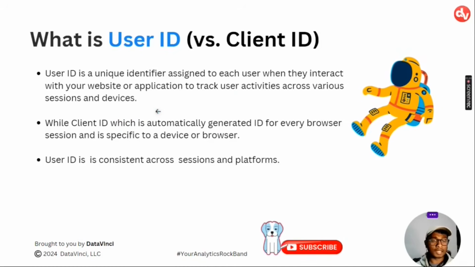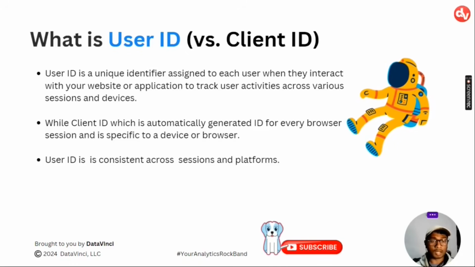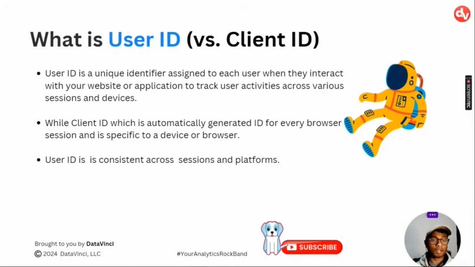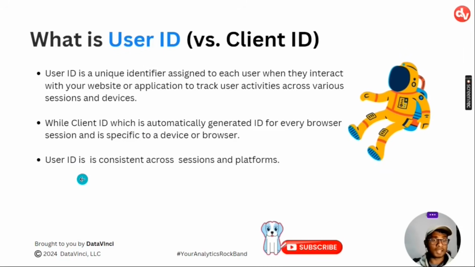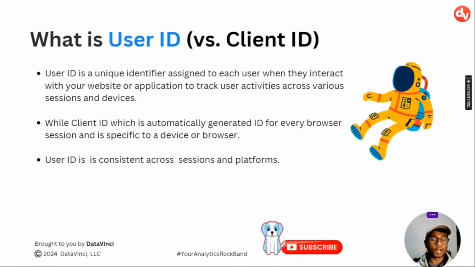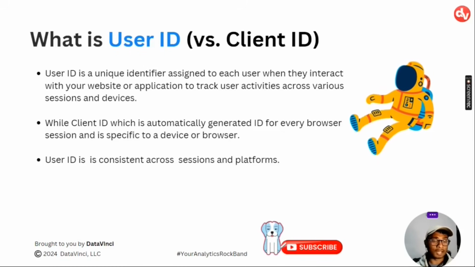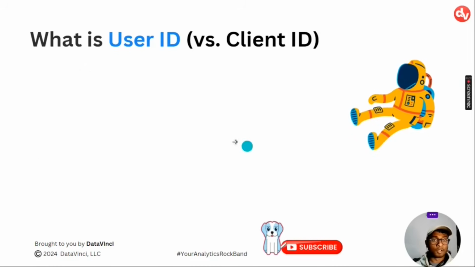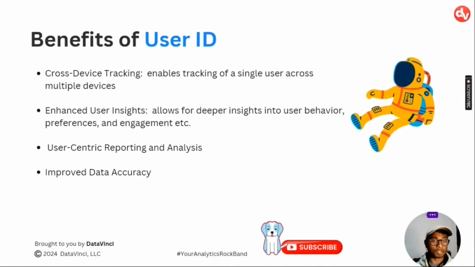In contrast, the client ID is something that is automatically generated for each browser session and is specific to a device or a browser. That means a client ID is a temporary thing. The basic difference is that the user ID is consistent across sessions and platforms, whereas a client ID is generated for each browser session, for each user, and it dies. The client ID dies when a session dies. So that is the basic difference. The key feature of user ID is that it persists across sessions, browsers, or platforms.